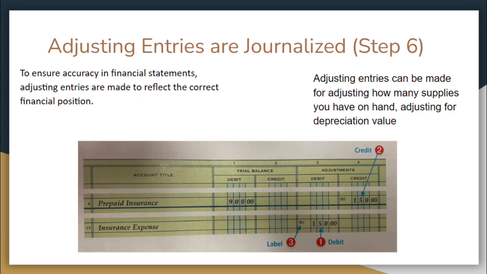So another example is shown down here. We have prepaid insurance. It was originally $900 at the beginning of the fiscal period. Insurance expense is the adjustment made, and what that does is it credits the prepaid insurance account. So then the new adjusted balance would be $750.